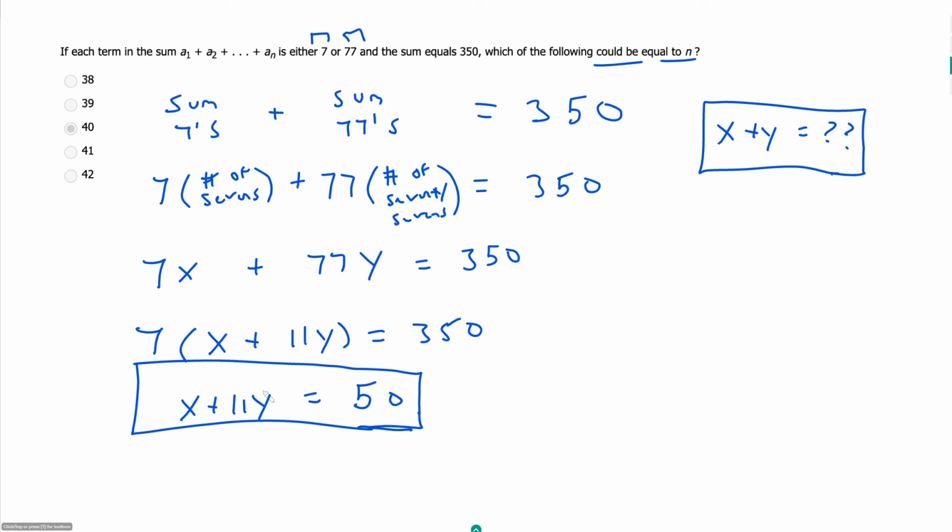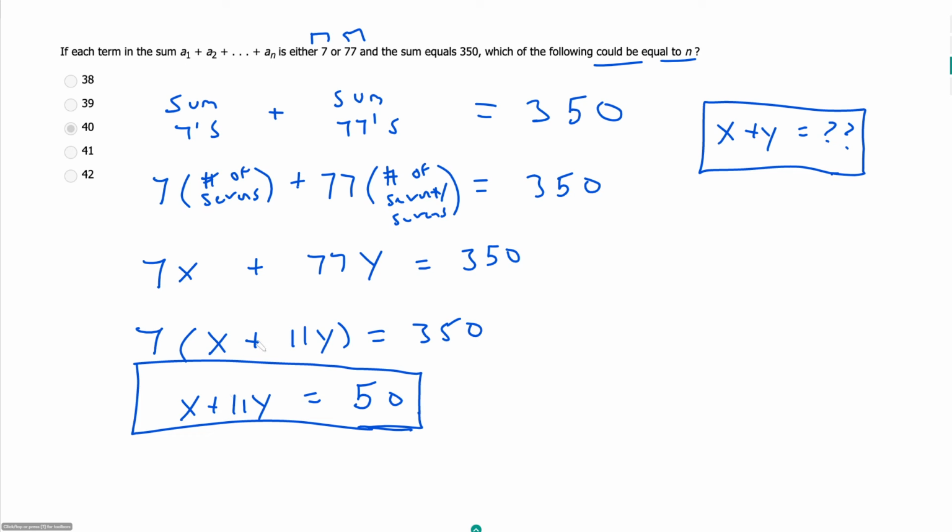What do we know about this x and y here? Because x and y cannot be anything, right? Because this is a real world situation. X and y represent the number of 7s and the number of 77s that I have. And so I cannot have partial 7s or partial 77s, so they can't be decimals. They can't be negative either. These have to be whole numbers. And so that's actually a big constraint.